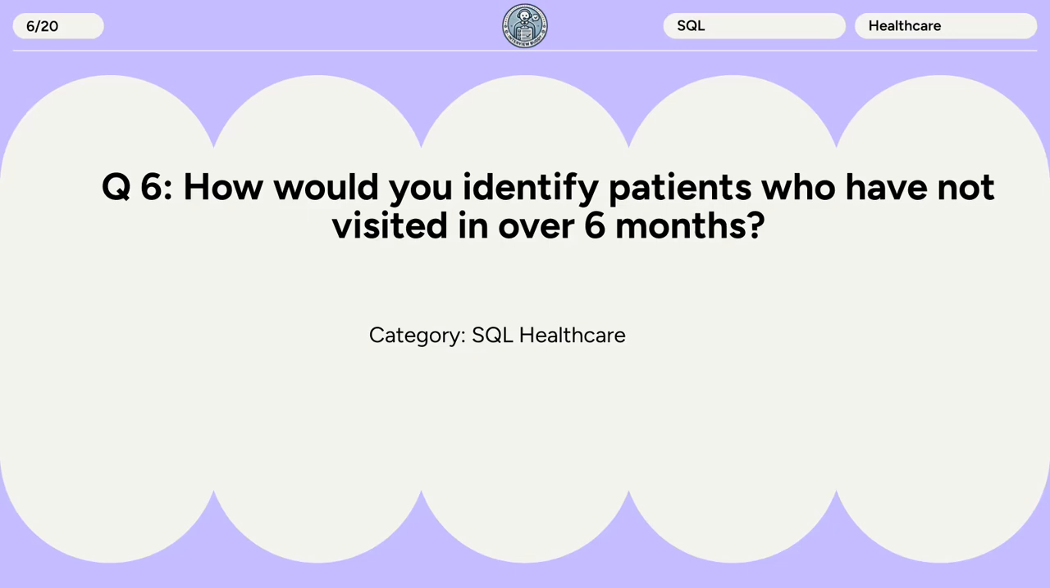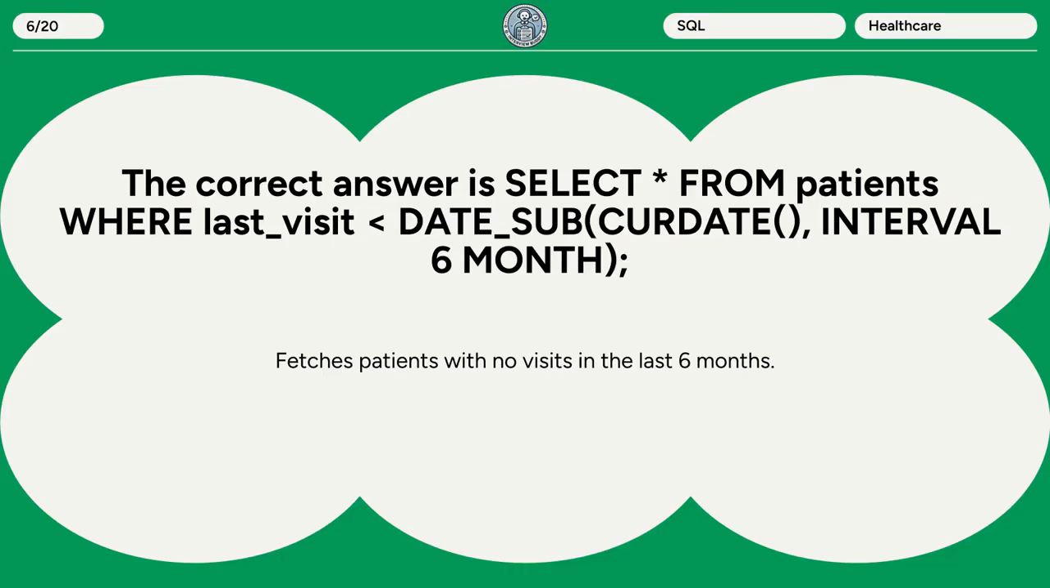Question 6. How would you identify patients who have not visited in over 6 months? The correct answer is: SELECT * FROM patients WHERE last_visit < DATE_SUB(CURDATE(), INTERVAL 6 MONTH). Fetches patients with no visits in the last 6 months.